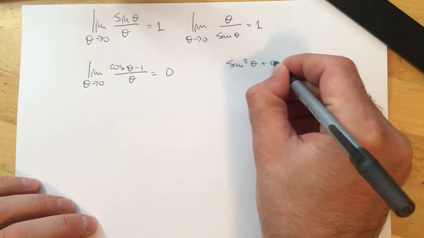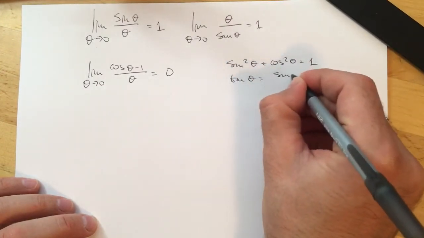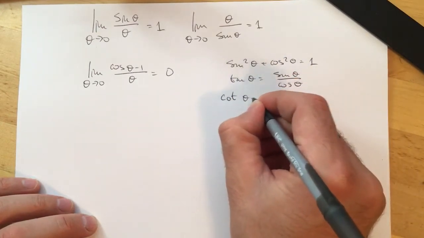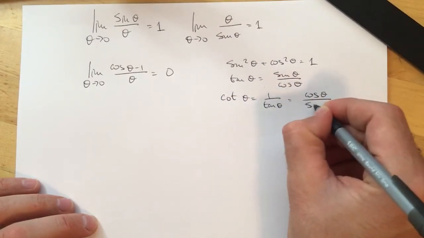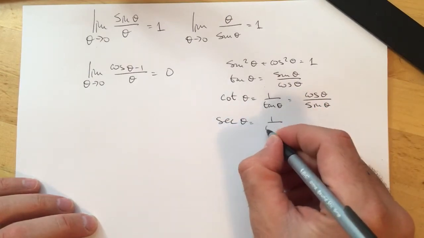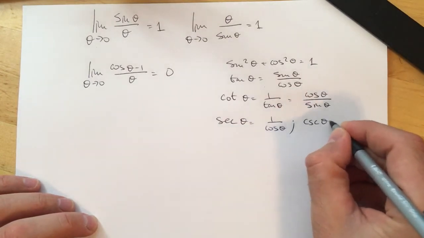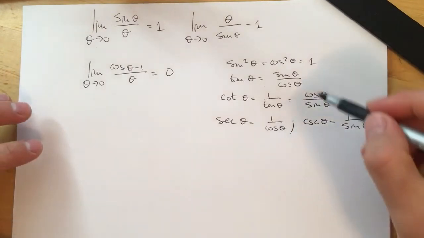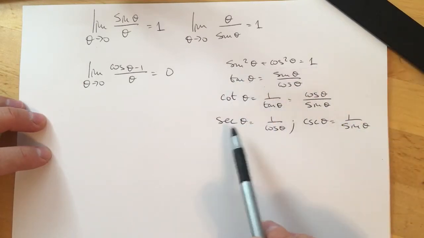So we will use all of these values, and we'll use some basic trigonometric identities such as sine squared of theta plus cosine squared of theta is equal to 1, tangent of theta is equal to sine of theta over cosine of theta, cotangent of theta is the reciprocal of tangent of theta, which means cosine of theta over sine of theta. Secant of theta is equal to the reciprocal of cosine of theta, and cosecant of theta is equal to the reciprocal of sine of theta. From now on I would expect that you know these definitions of cotangent, secant, and cosecant.